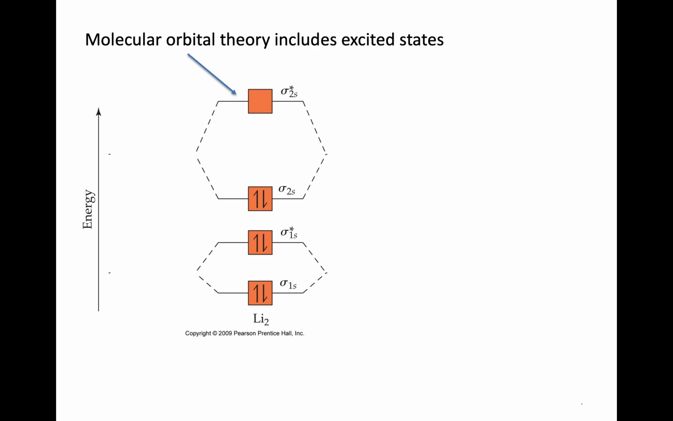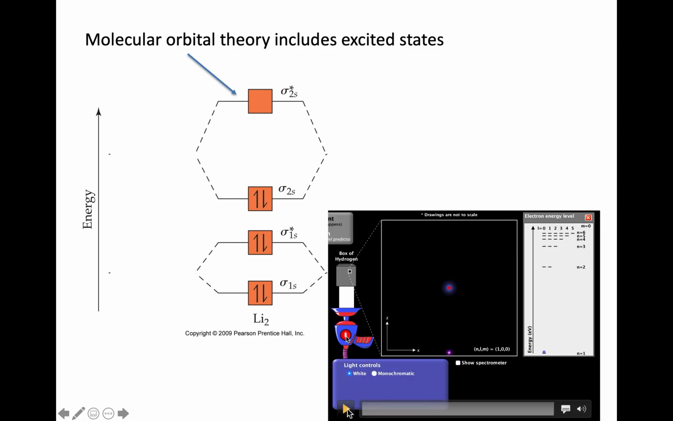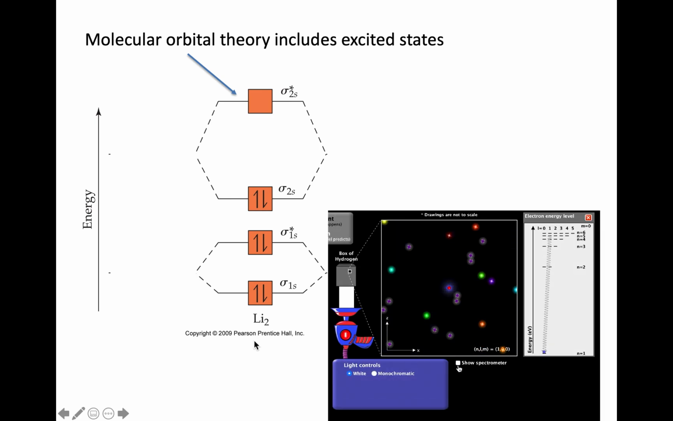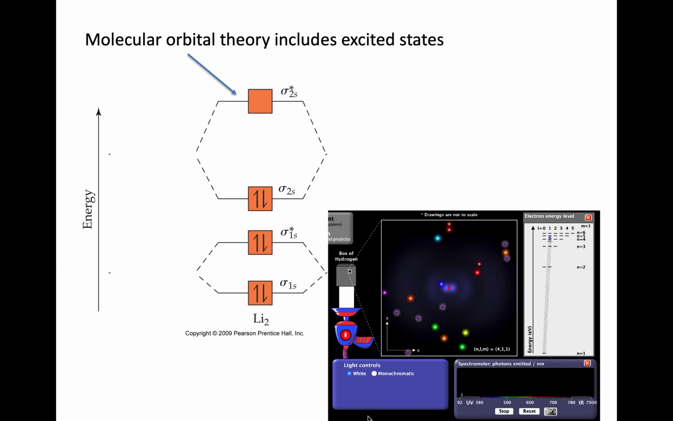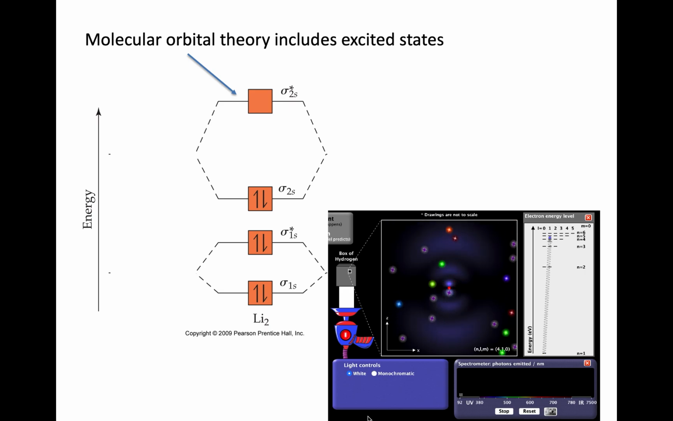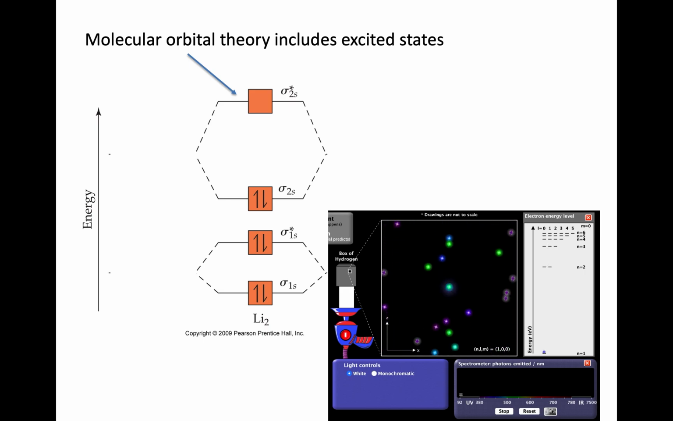Notice in molecular orbital theory, we have information about excited states. This wasn't true when we drew a Lewis structure. It wasn't true in valence bond theory. An important feature of molecular orbital theory, it includes excited states. We saw the role of excited states when we were looking at atomic orbitals. We saw how a photon could come in and excite an electron from the ground state to an excited state. With molecular orbital theory, we'll be able to consider a similar phenomenon, but now with the molecule itself.